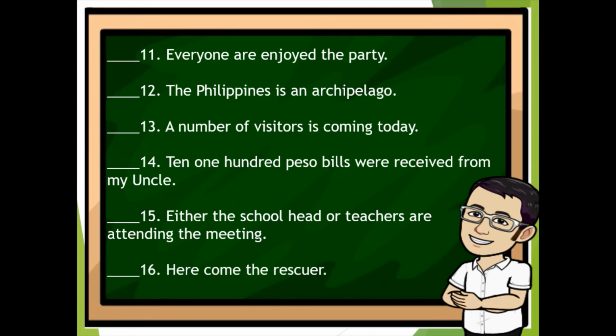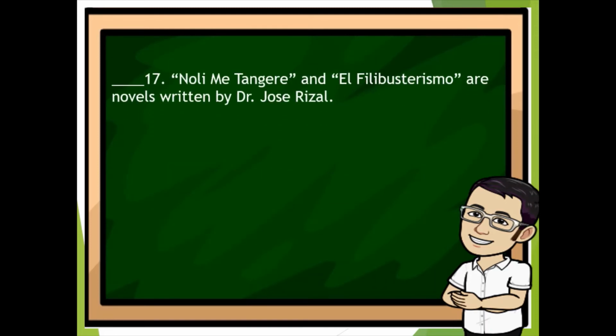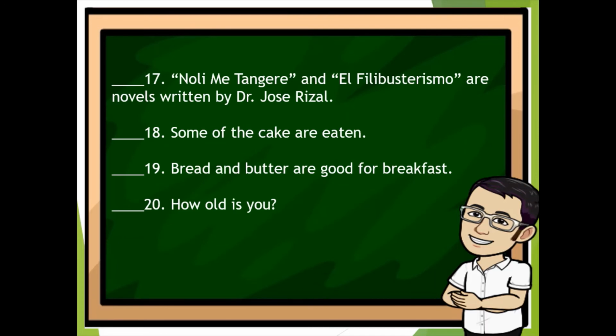16. Here come the rescuer. Number 17. Noli Me Tangere and El Filibusterismo are novels written by Dr. Jose Rizal. Number 18. Some of the cake are eaten. 19. Bread and butter are good for breakfast. And number 20. How old is you?